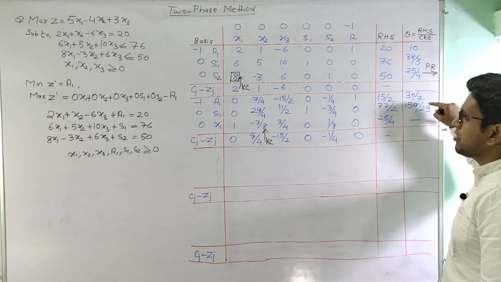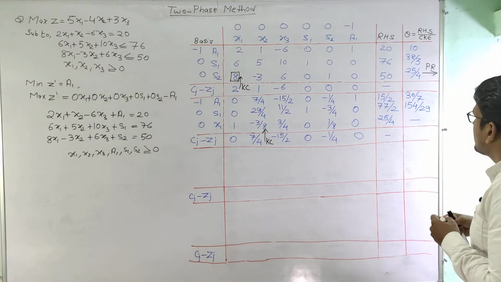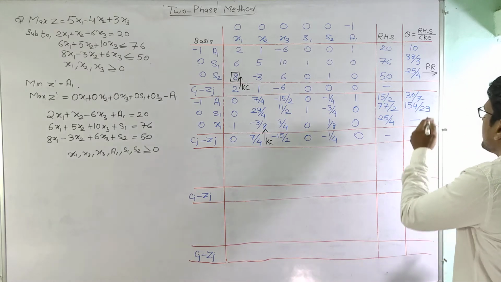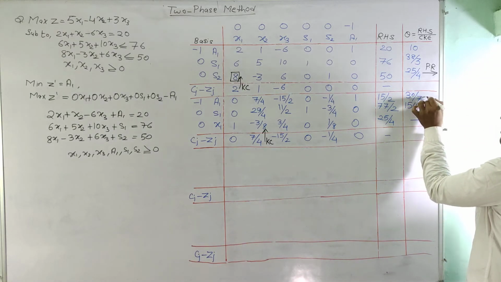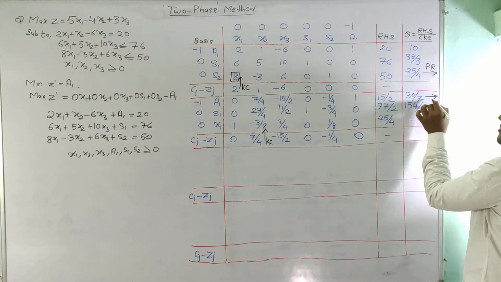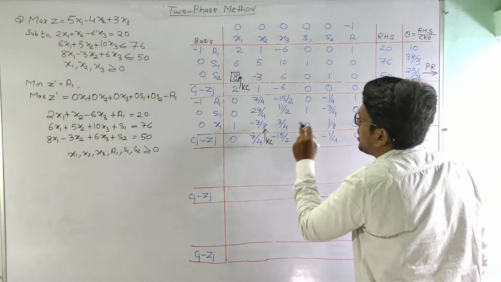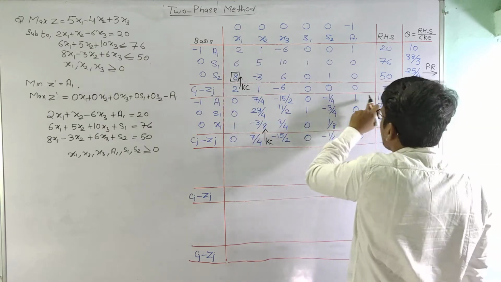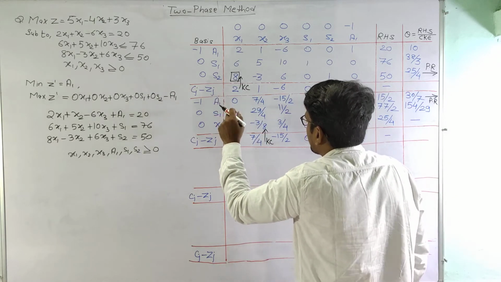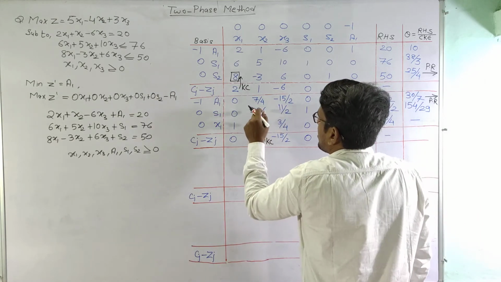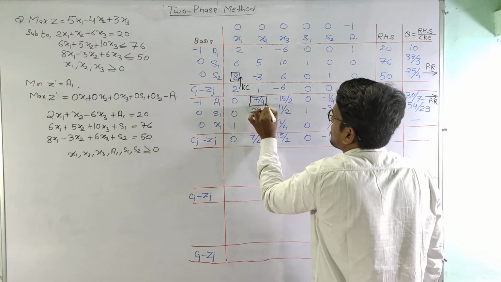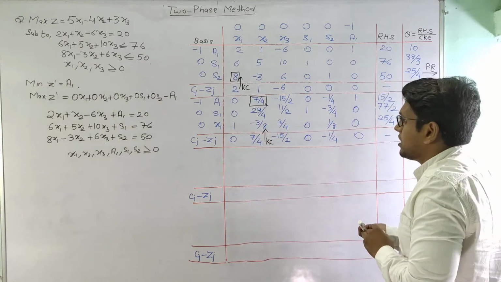Okay, so among these two variables we need to see which one is the least positive. As we can see, 30 by 7 is the least positive value here, so this will be our leaving variable and this is our pivot row. That means now variable x2 will enter the basis and it will replace the variable a1, and this is our pivot element here. So now let us move further.